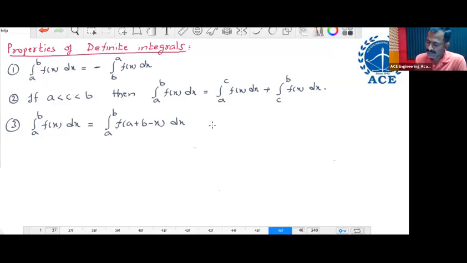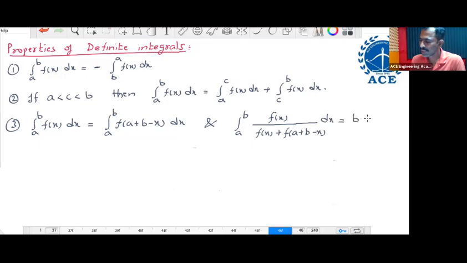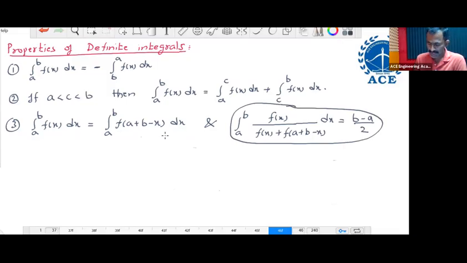Next, the same property: integral a to b of f of x divided by f of x plus f of a plus b minus x dx equals b minus a by 2. This result is obtained from property number 3. So in a given problem, if any function is in this form, we can directly write the value of the integral, just b minus a by 2.